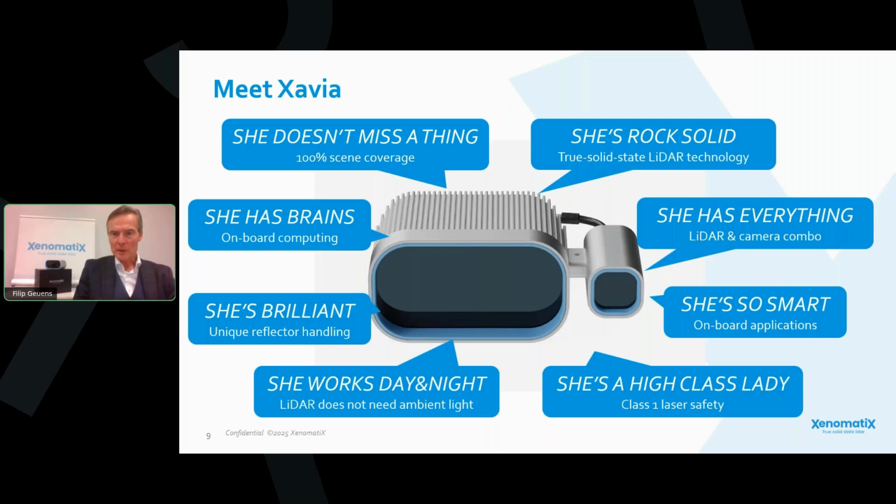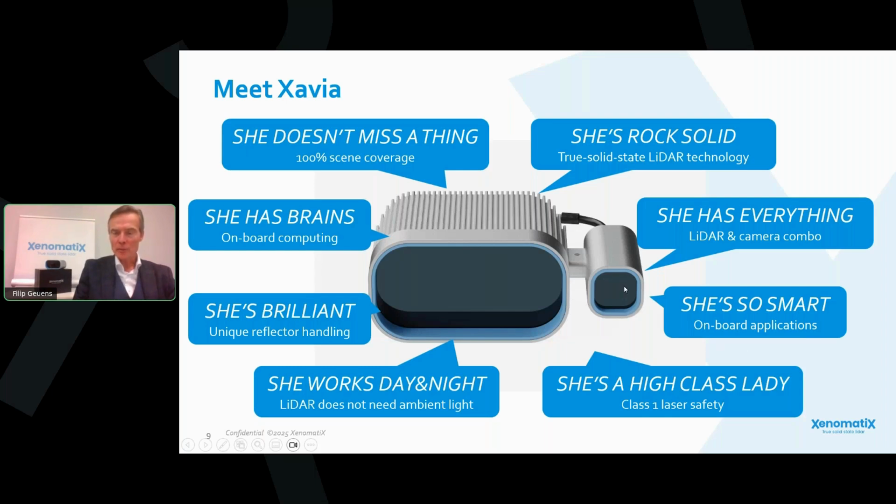Xavia is brilliant, meaning she can deal very well with reflectors. That's an important topic on its own, and I come back on that later on. It's a hard-working lady. She works day and night, again, because of the fact that LiDAR does not need ambient light. You will learn that she has high dynamic range and high measurement range, yet she's only class 1, meaning eye safe. That makes her a classy lady.